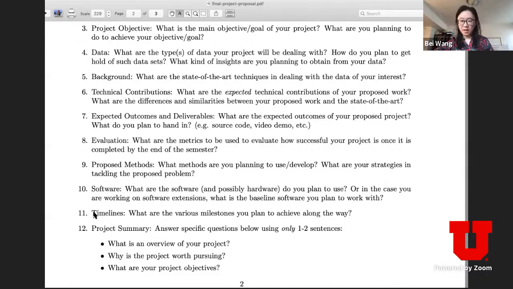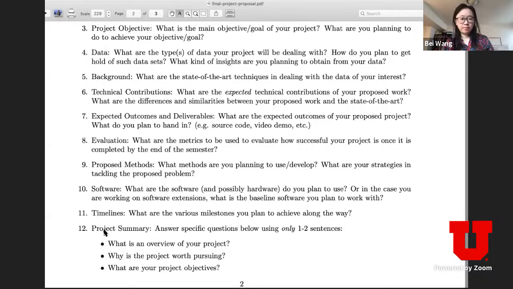For example, say by March 10th, I would like to be done with the surveying of the state of the art. By March 17, I would like to start implementing this and this. In some sense, the project has roughly a 2-month time span, but you need to have very careful planning of how you want to run your final project.